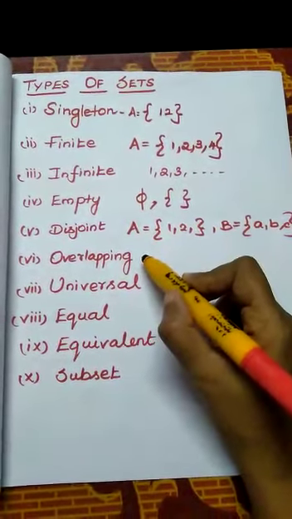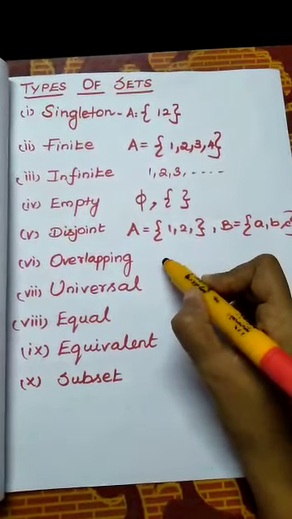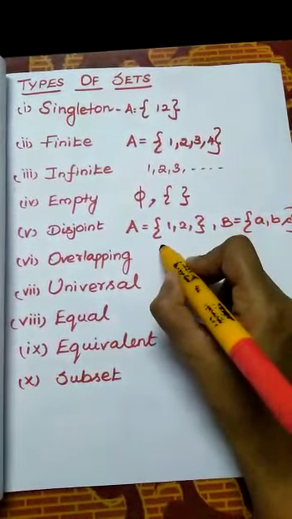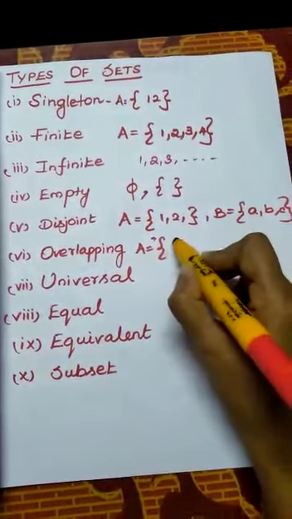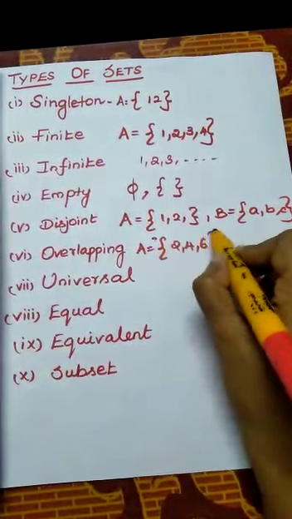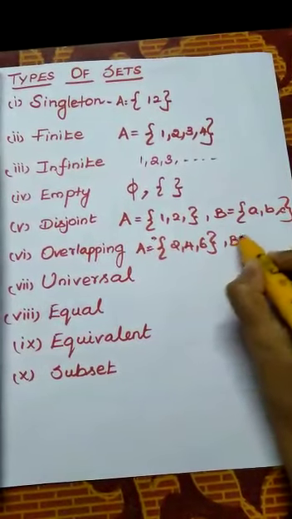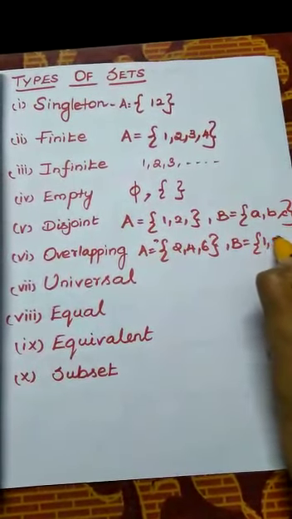The next one is overlapping set. Sets having at least one element in common are called overlapping sets. For example, A is equal to {2, 4, 6}, B is equal to {1, 2, 3}.